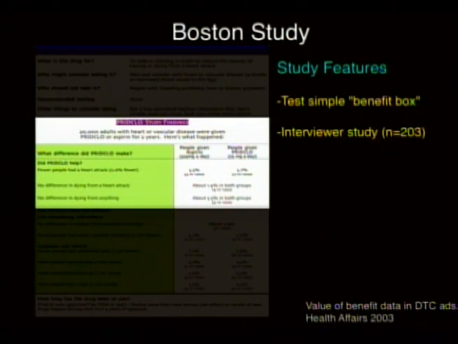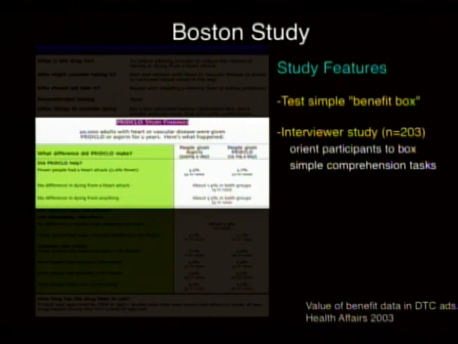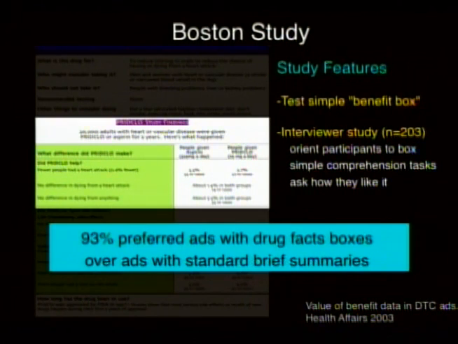This was an interviewer study. We had 203 people recruited in the greater Boston area. Had interviewers knocking on doors, not just around Harvard and MIT, but also other parts of Boston. The interviewer oriented people to the box and had people do simple comprehension tasks to show that they could use the information and understand it, and asked them how they liked it after they were familiar with it. And overwhelmingly, people liked it. 93% of the participants preferred ads with drug facts boxes compared to the same ad with just a standard brief summary. So that was very encouraging.